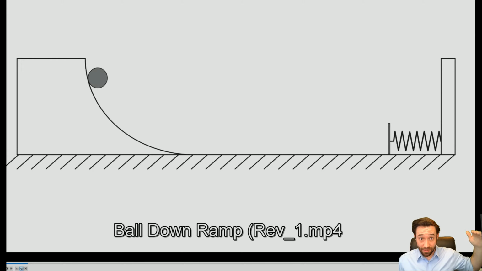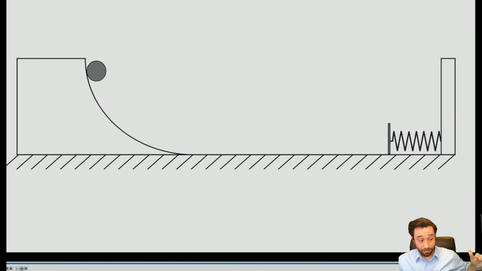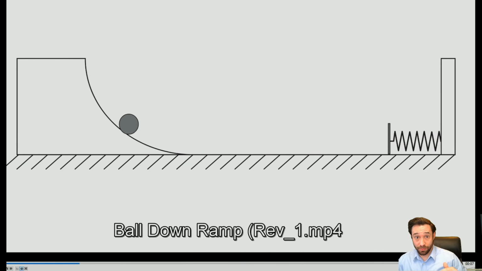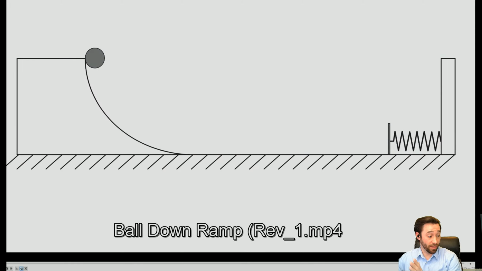It is sliding with no friction, no air resistance. We're assuming that it's not rolling either. It's going to go down a ramp. It's going to slide across the ground, again with no friction, no air resistance. Then it's going to fully compress the spring, and then it's going to get launched back.